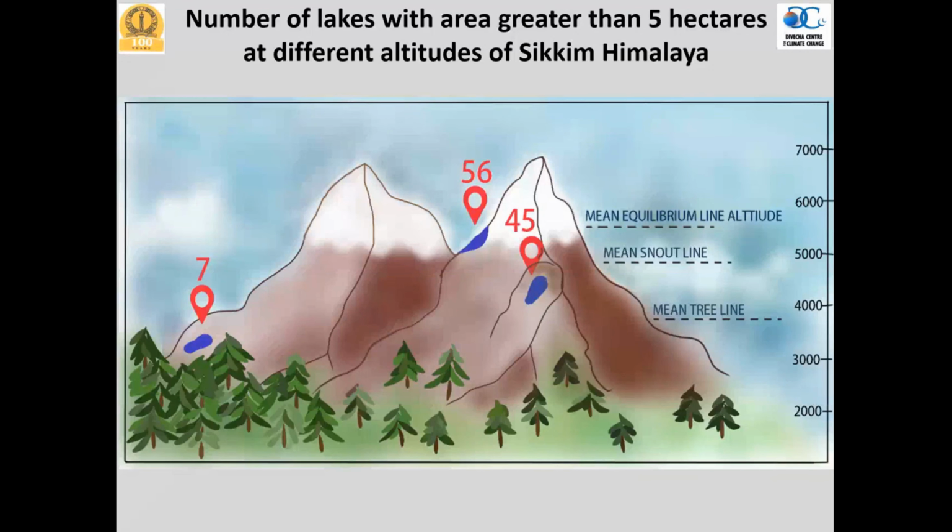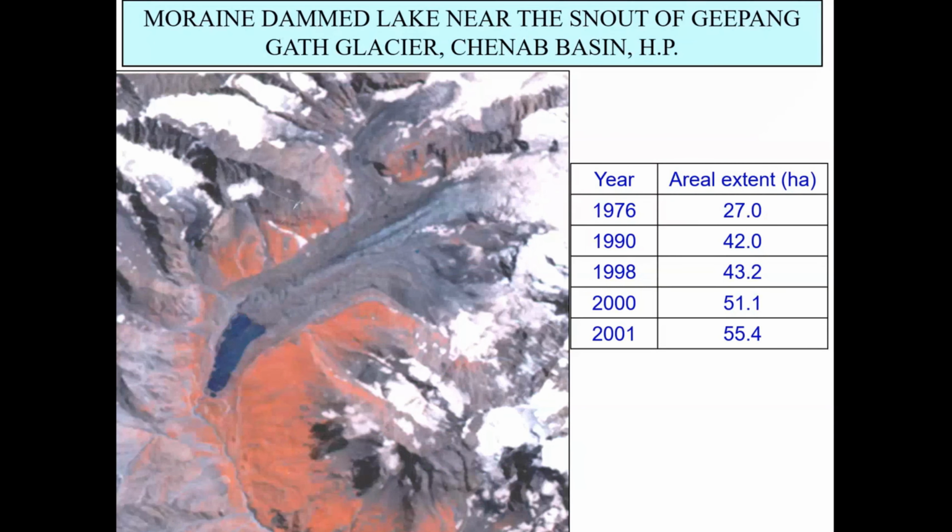There are also large lakes in Sikkim. You can see here that in Sikkim there are more than 100 glacial lakes. In Sikkim Himalaya, 56 are at very high altitude, some are at middle altitude, and some are at very low altitude. So this is a major issue in the eastern Himalayas. We already know there are large lakes in Nepal, there are a large number of lakes in Sikkim, and there are a large number of lakes in Bhutan. So all these regions have very huge lakes.